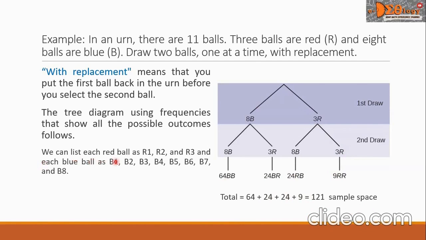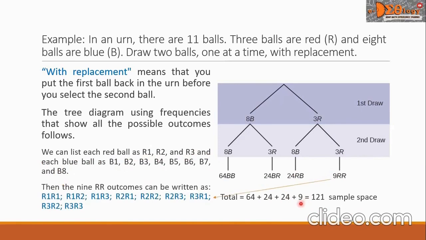We can list each red ball as R1, R2, and R3, and each blue ball as B1, B2, up to B8. Now, as an example, the 9 RR outcomes can be written as R1R1, R1R2, R1R3, R2R1, R2R2, R2R3, R3R1, R3R2, and R3R3.